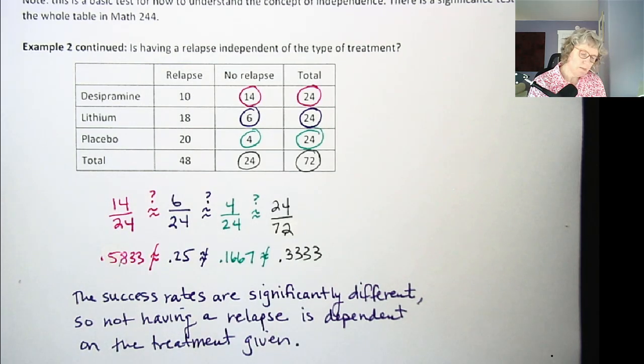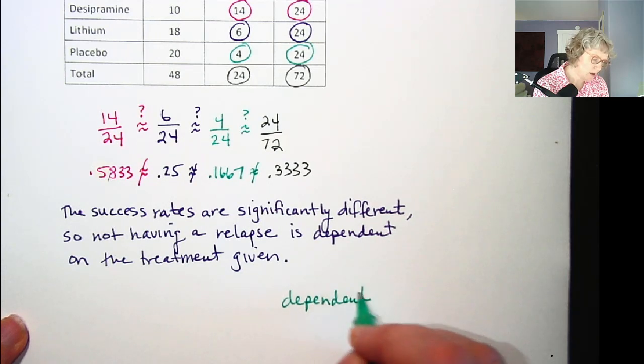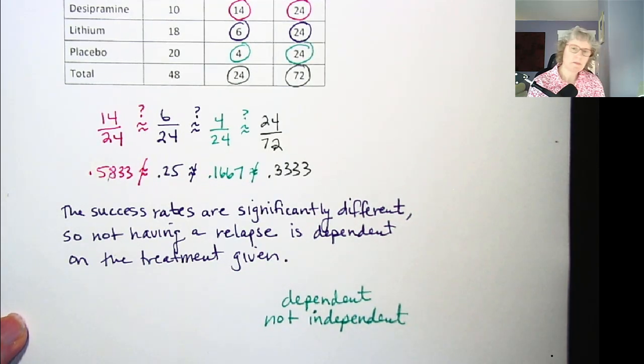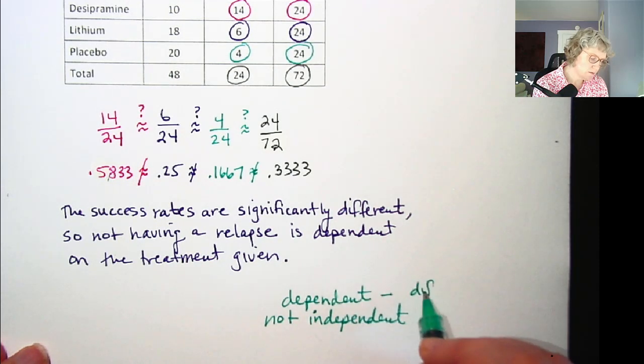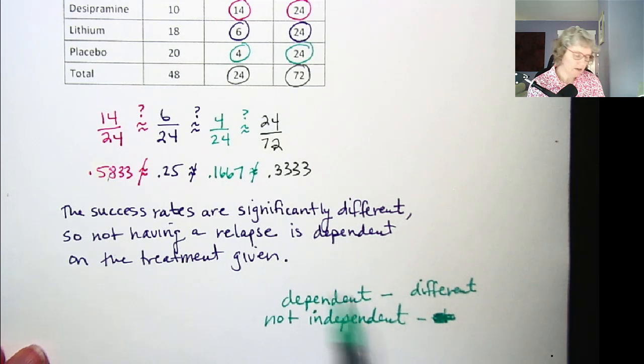Okay, so sometimes you can say dependent, or you can phrase it as not independent. Those mean the same thing. But dependent, I kind of like, because dependent goes with different. And independent is close. Dependent is different. So I like to remember the D's. That helps me.